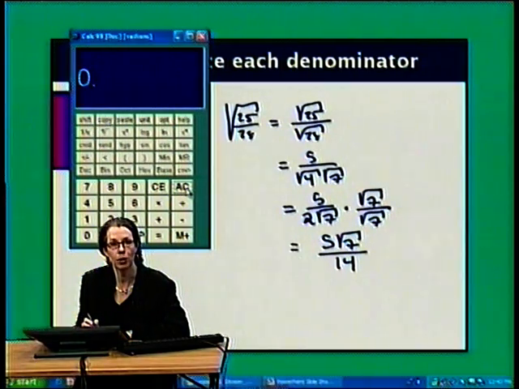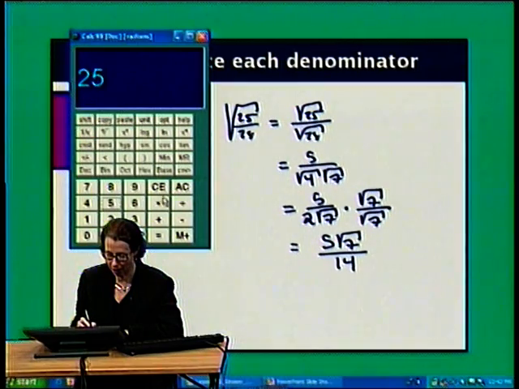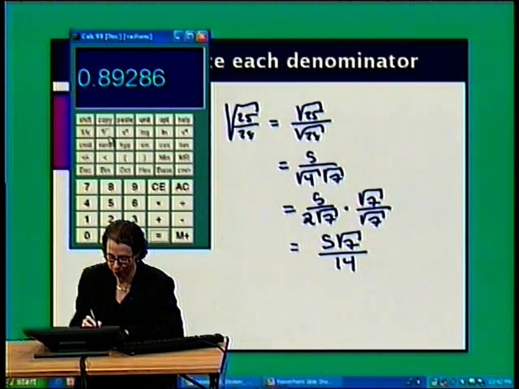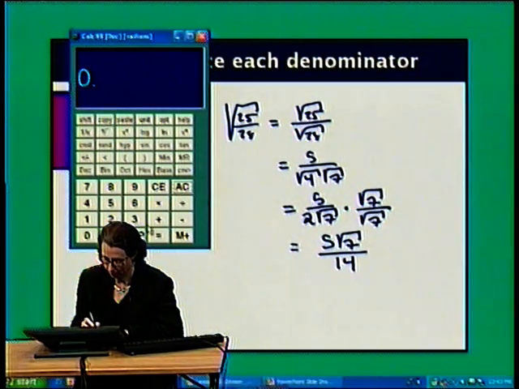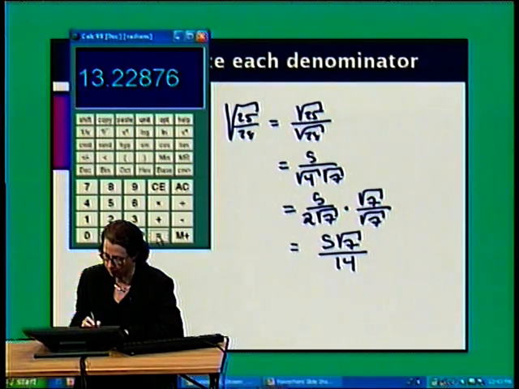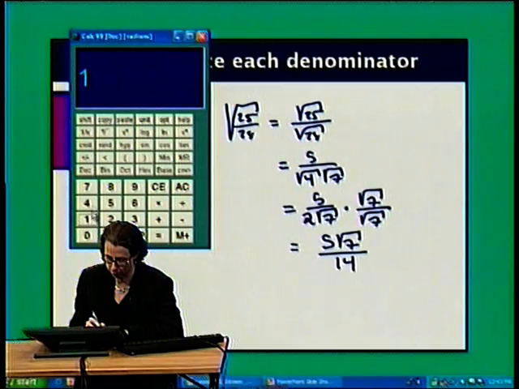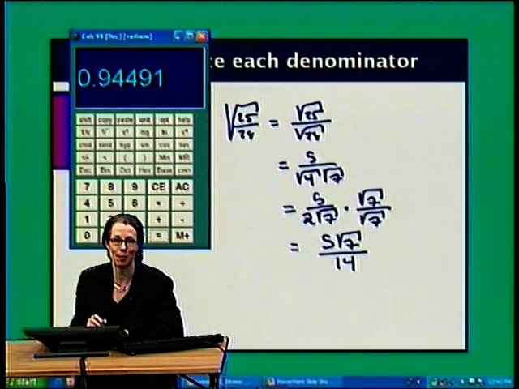So the first thing I'm going to do is take the square root of 25 over 28. 25 divided by 28. Let's take the square root of that. That's 0.94491. Now let's evaluate this expression. 5 times the square root of 7, and then divide that by 14, and that's the same number we got from our original expression.